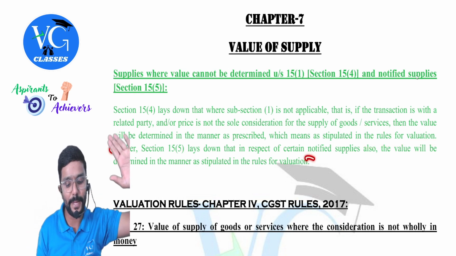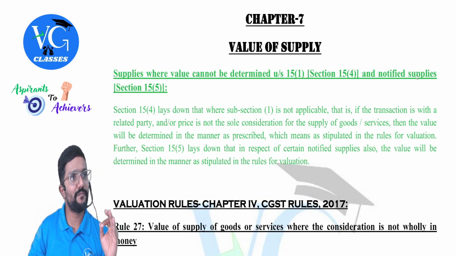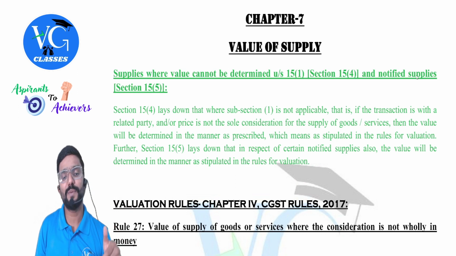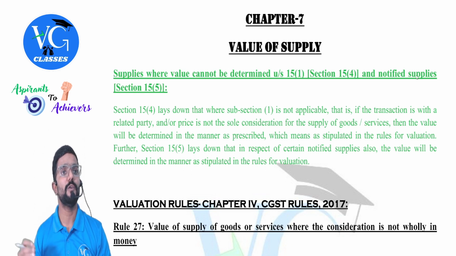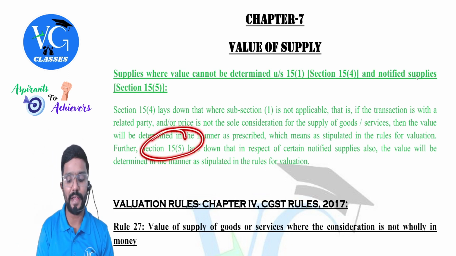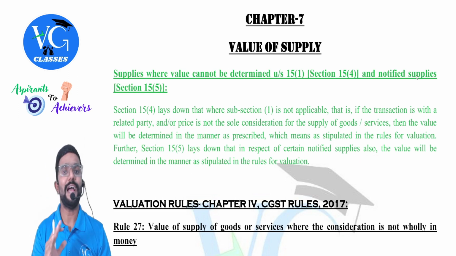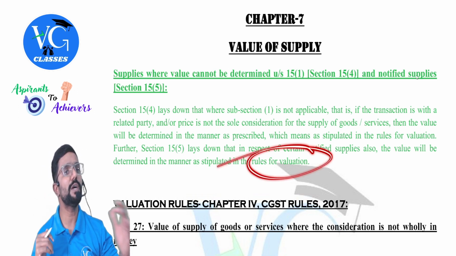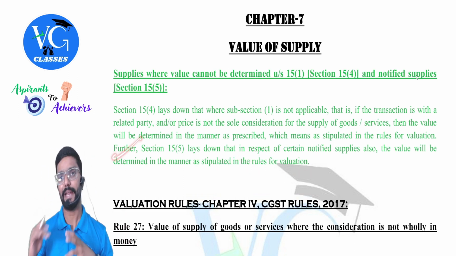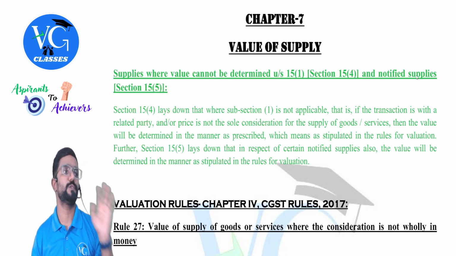Now in 15.5, they're talking about something. Section 15 subsection 5 lays down that in respect of certain notified supplies also the value will be determined in the manner as stipulated in the rules for valuation. Guys, section 15.5 is notifying a few special supplies where the value will be determined as per the valuation rules, and both are part of your syllabus. 15.5 we will take care of later. First let us focus on section 15 subsection 4 read with rules.